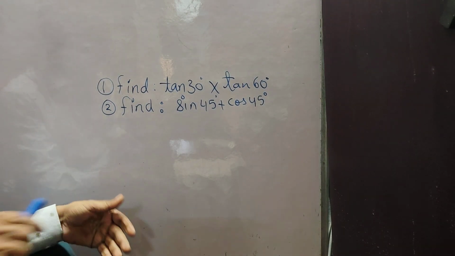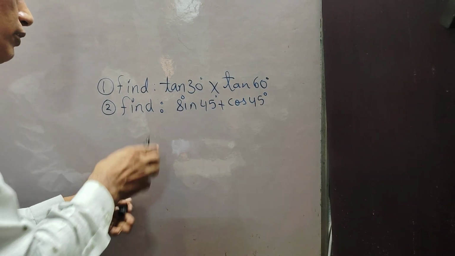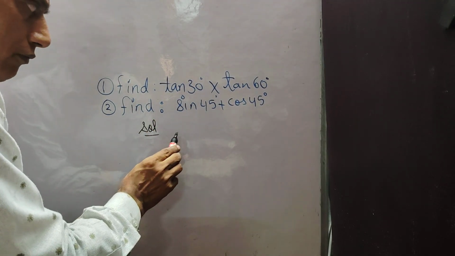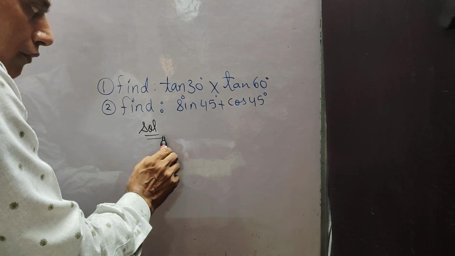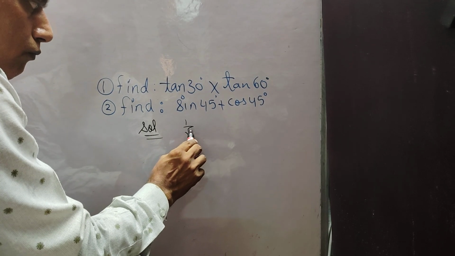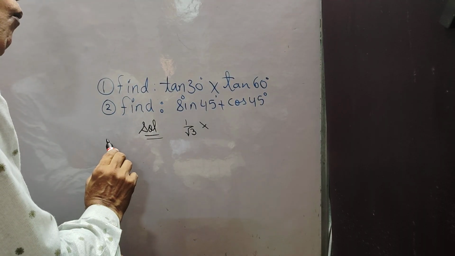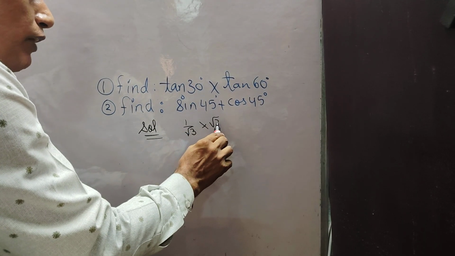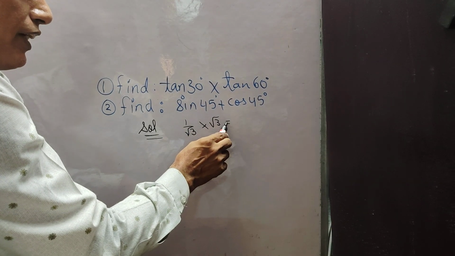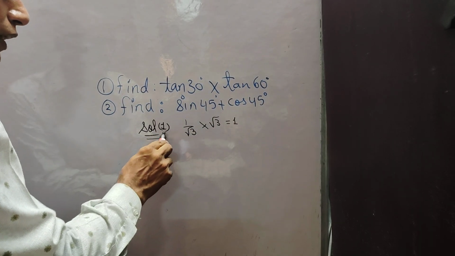So in the solution, first solution, could you tell about first solution? What is tan 30 value in the table we have made? It is 1 over square root 3. Yes, and tan 60 value? Square root 3. So square root 3 in the numerator and square root 3 in the denominator can cancel out. We can cancel, so 1 is the answer. So solution 1 is 1.